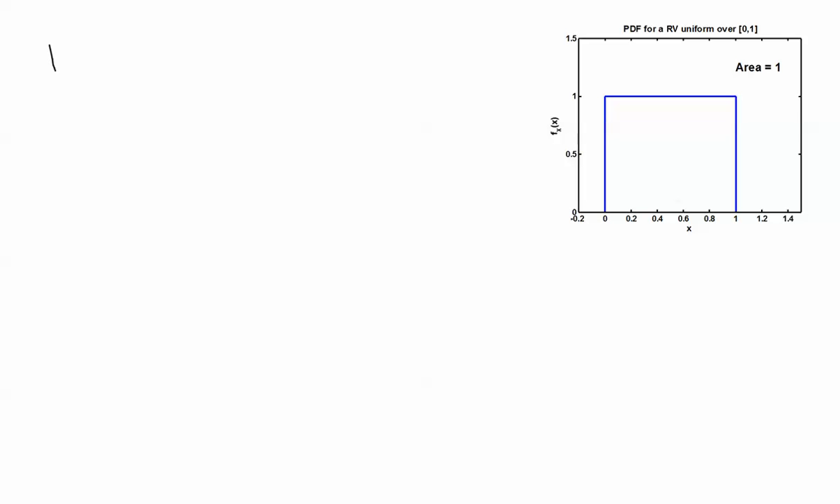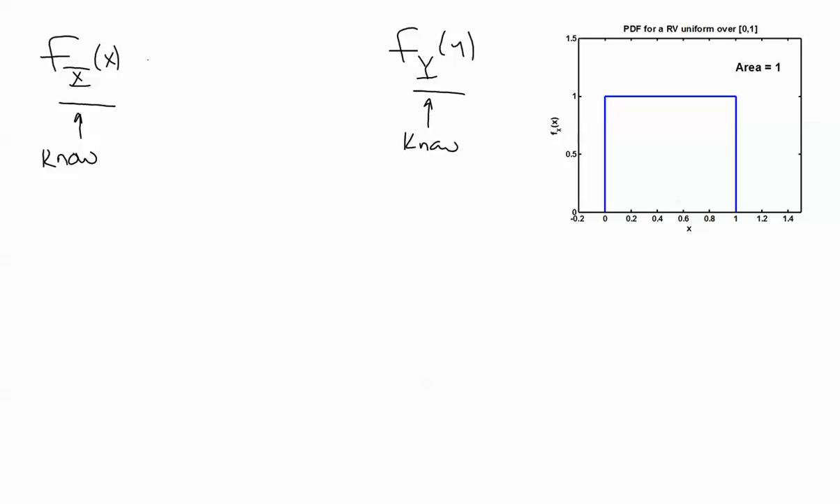We are going to assume that we know a starting random variable's probability density function. We're going to know this. And we're going to assume that we know another desired probability density function. We're going to know this part too. And what we want to do is find a transformation that will unite them. All right?